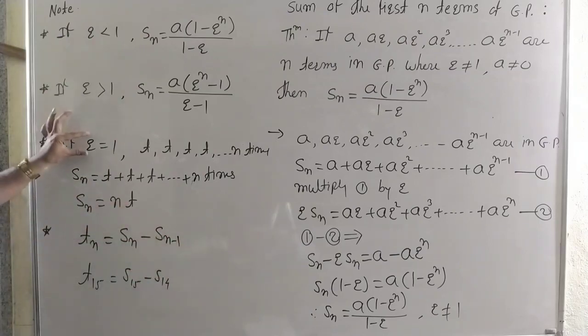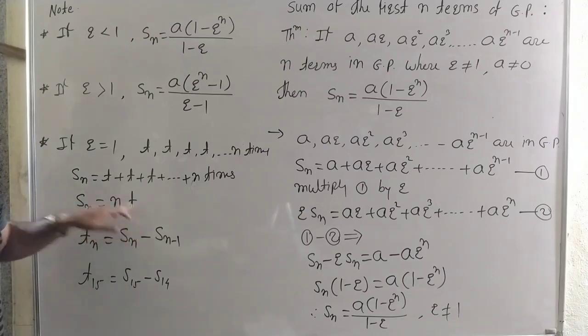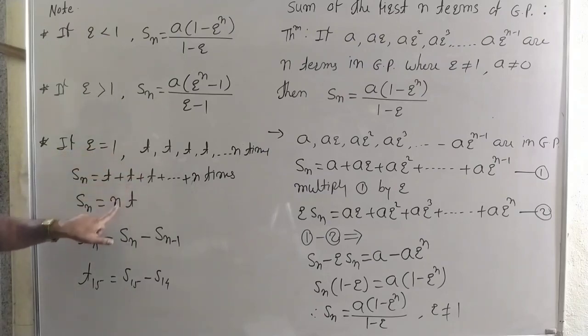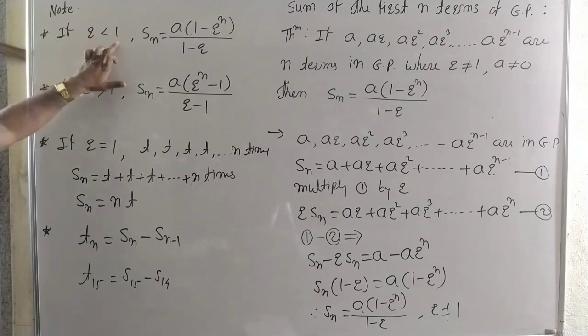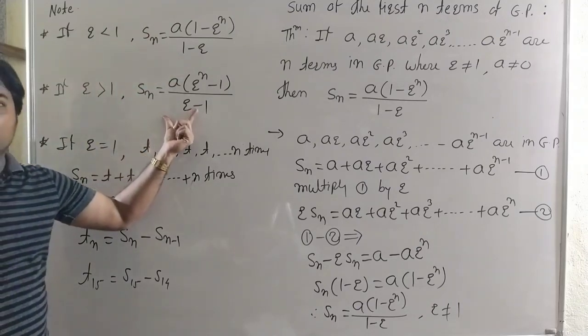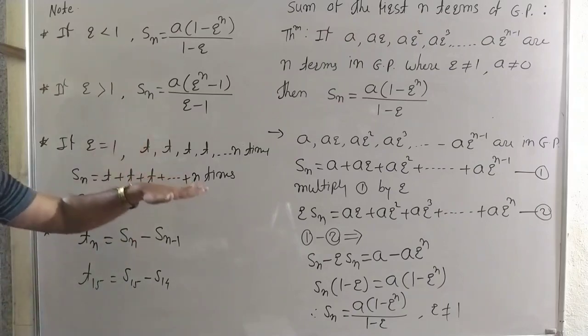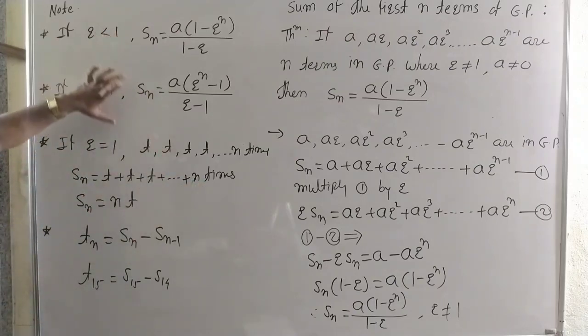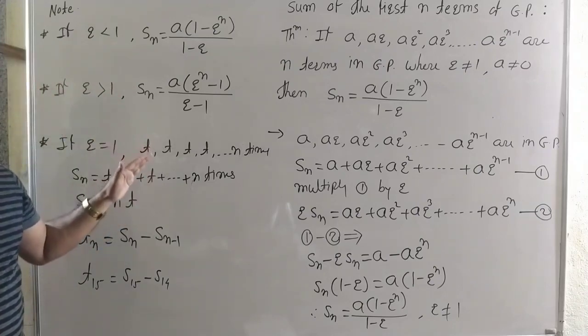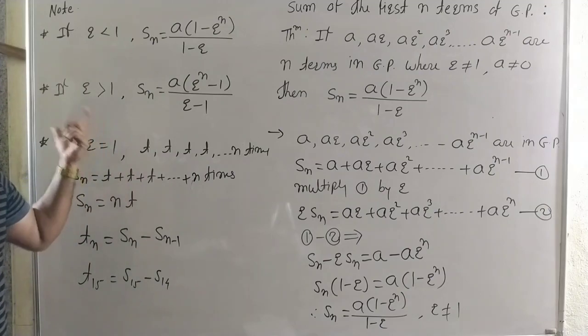When r is equal to 1, the sum of the first n terms is n times the first term. All terms are the same, so any one term is the first term. These two are the important formulae: when r is less than 1, we use this formula, and when r is greater than 1, we use this formula. See carefully all the formulas and remember them. By using these formulas we can solve the examples in our next exercise, exercise 2.2.